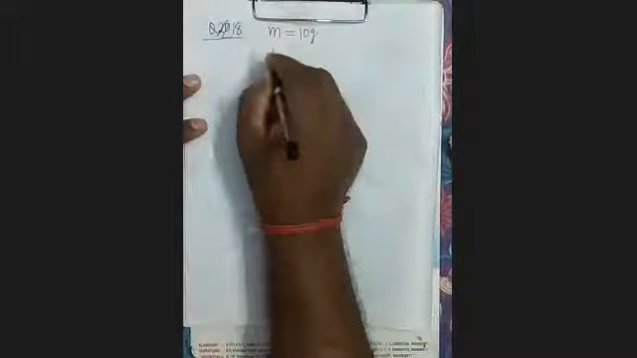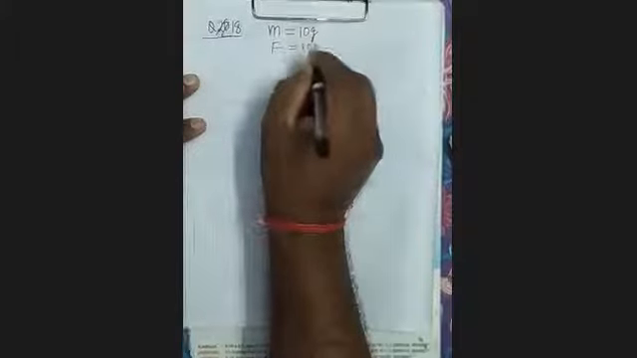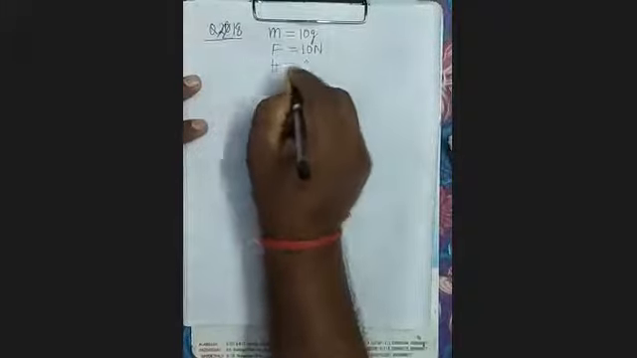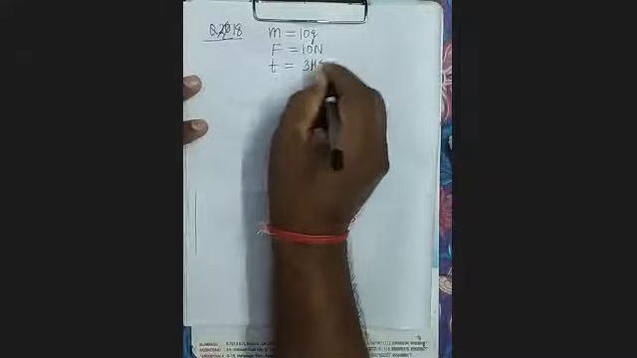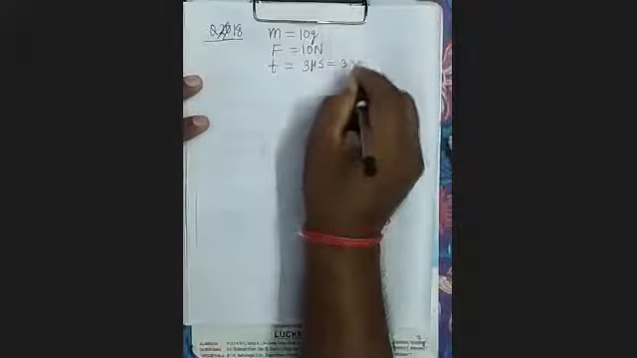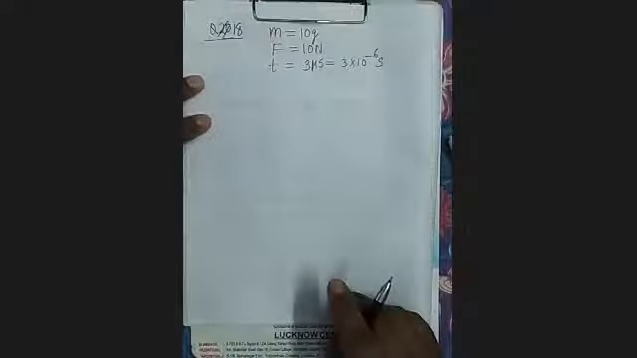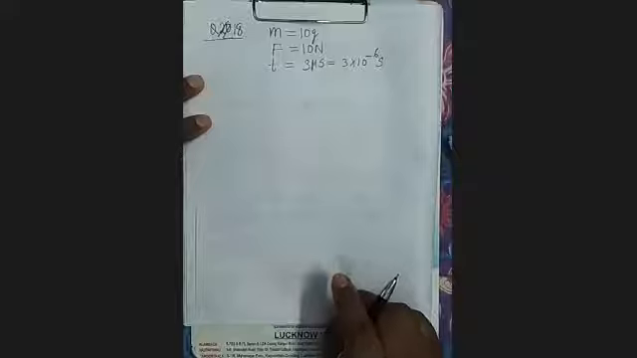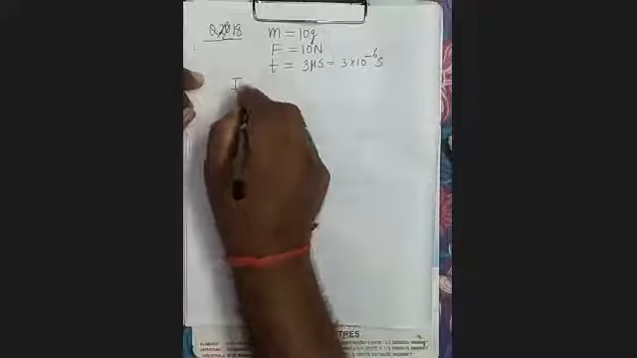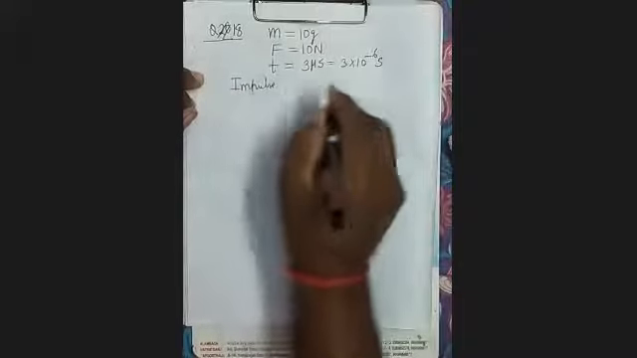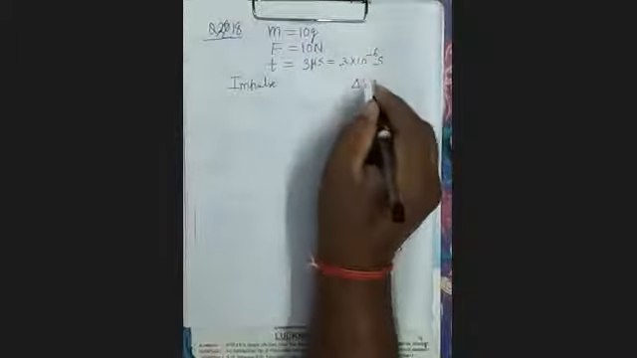A 10-gram moving body is acted upon by a force. Here the mass is given as 10 gram. It is acted upon by a force of 10 Newton for 3 microseconds, that is 3 into 10 to the power minus 6 seconds. It's clear? Compute the impulse and the change in velocity. You have to find the impulse and the change in velocity.